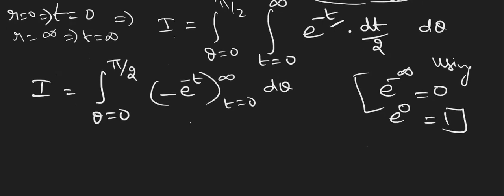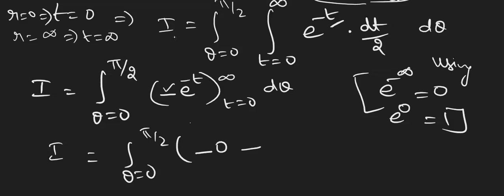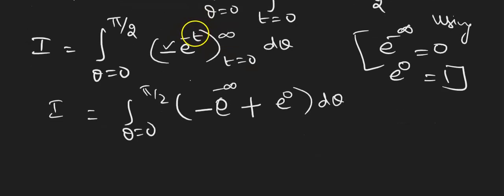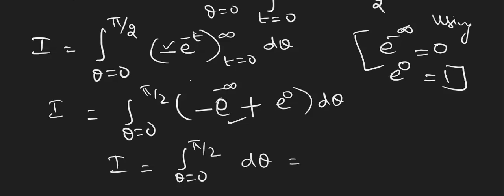So when you apply the upper limit, I will become theta from 0 to pi by 2, minus 0. Again minus the lower limit. This minus and this minus will become plus e power 0. So you can write it as one more step, d theta. I am just using these two values. So I varies from theta 0 to pi by 2. The first term becomes 0, the second term becomes 1, d theta. So d theta, if you integrate, you will get theta within the limit 0 to pi by 2.